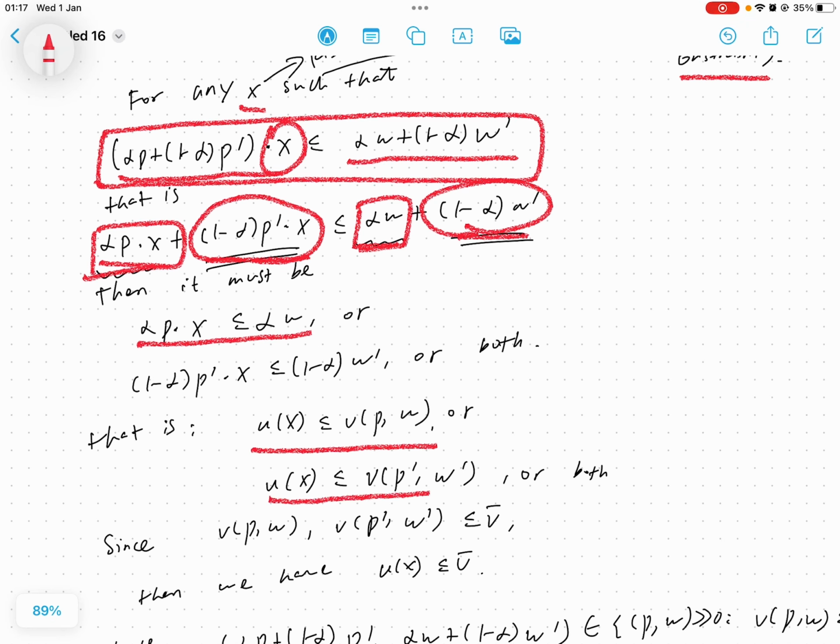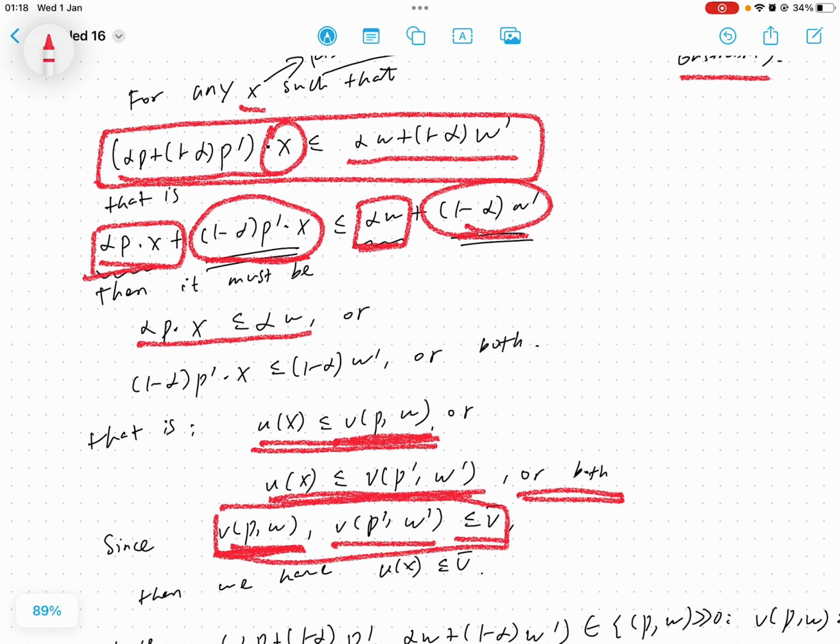And in the second case, we have that under p prime and w prime, this bundle x still satisfies the utility such that this is less than or equal to this indirect utility given p prime and w prime. Okay, or both, right? And we can see that no matter which is true, or both, we always have that v of p w or v of p prime w prime, those two, are always smaller or equal to v bar. This is the starting point, right?